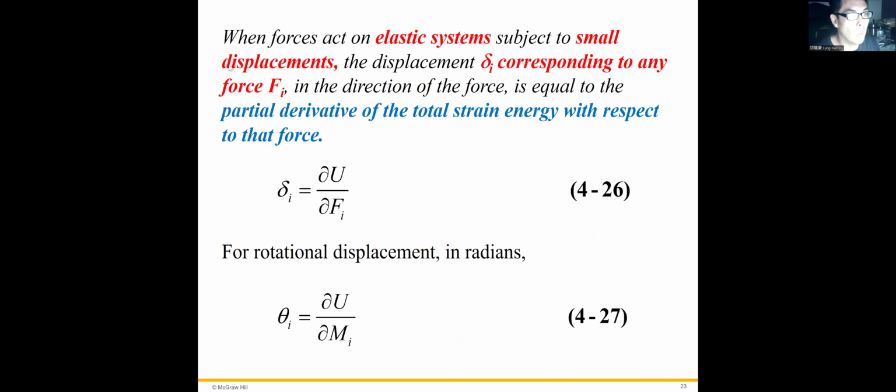So when forces act on an elastic system subjected to small displacement, remember, small displacement, the displacement delta i corresponding to any force Fi, in the direction of the force, is equal to the partial derivative of the total strain energy with respect to that force. This is Castigliano's theorem. Also for the rotational displacement, this is Castigliano's theorem.